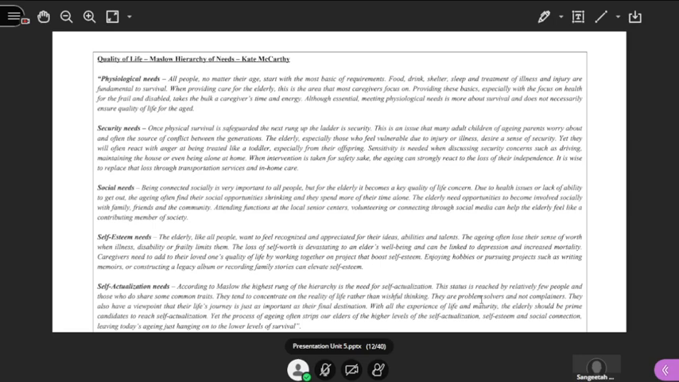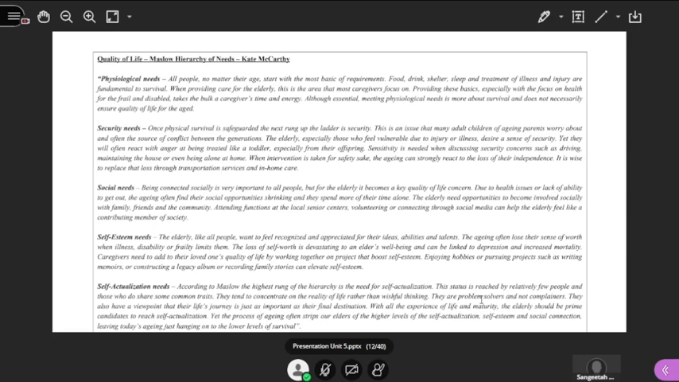Now, self-actualization. According to Maslow, the highest rank of the hierarchy is the need for self-actualization. This status is reached by relatively few people, and those who do share some common traits. They tend to concentrate on the reality of life rather than wishful thinking. They are problem solvers and not complainers. They also have a viewpoint that life's journey is just as important as the final destination. With all the experience of life and maturity, the elderly should be prime candidates to reach self-actualization.